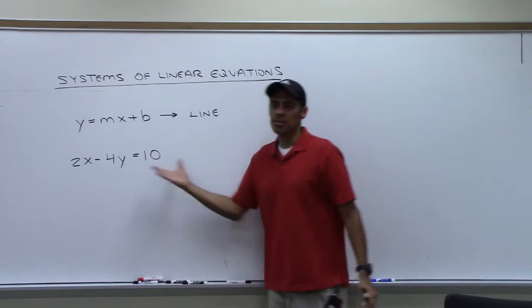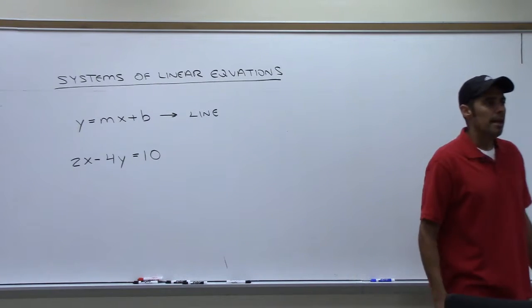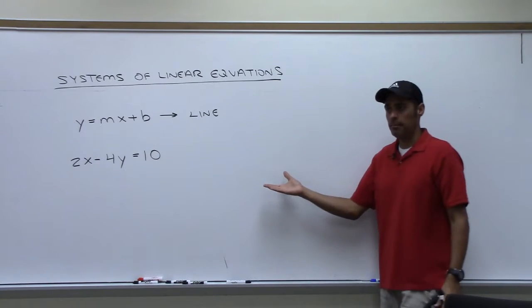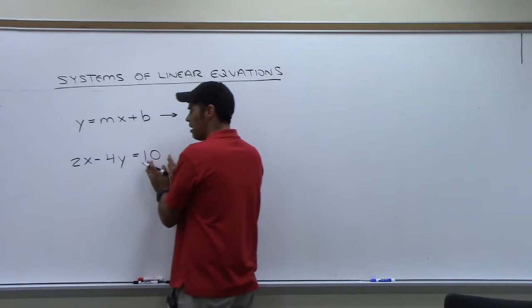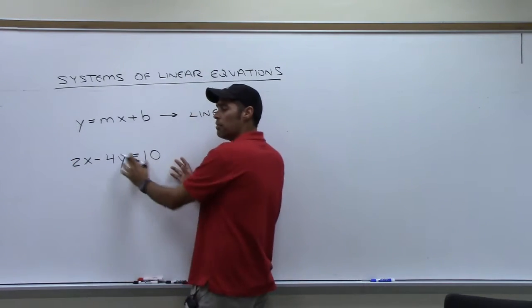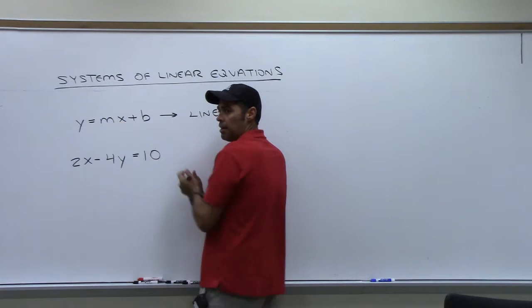Right? That would still be a line, and you could be asked to graph that, right? So that it could have both of your variables over here, and it can have a number over here. Then you could move the x over and solve for y, and you can make it look like this, right?